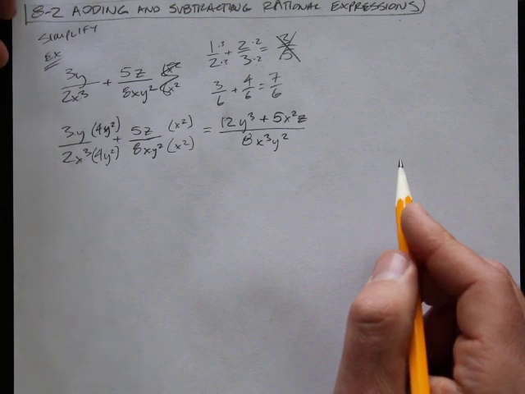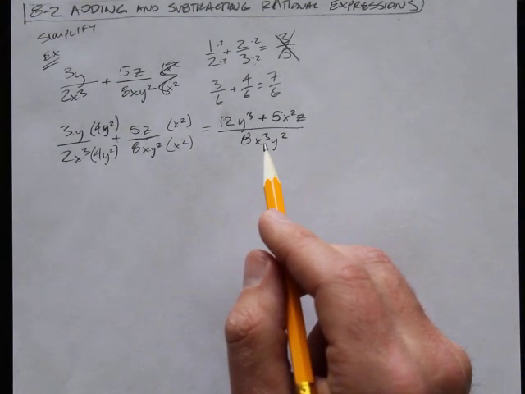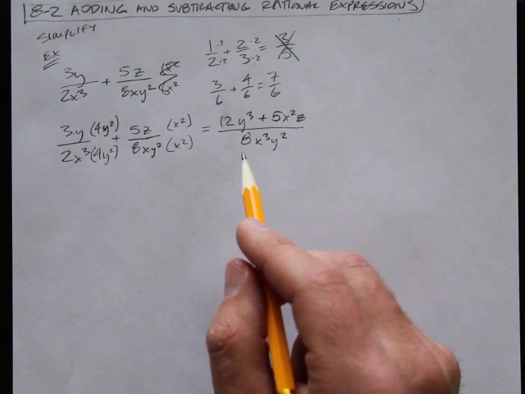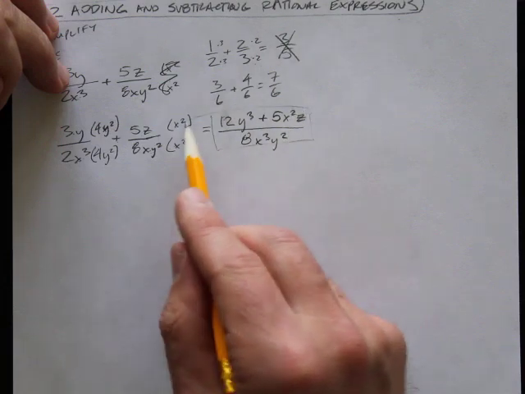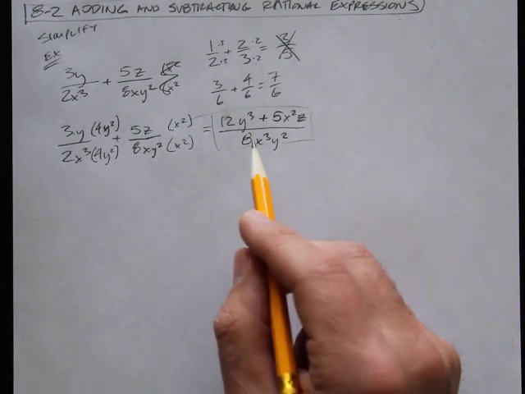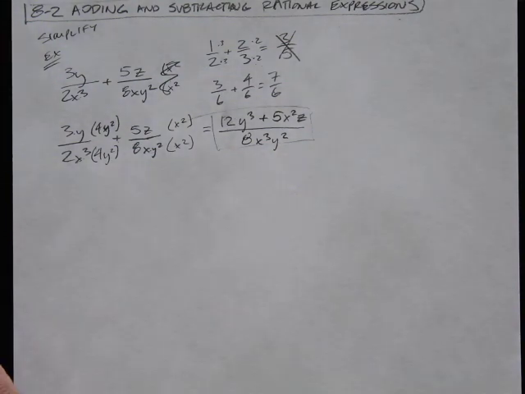So that's my denominator. And there is nothing I can do to factor. I can't factor anything out here that's going to make any difference. There's nothing I can do to this. That is the end of our simplification here. Let's do another one.